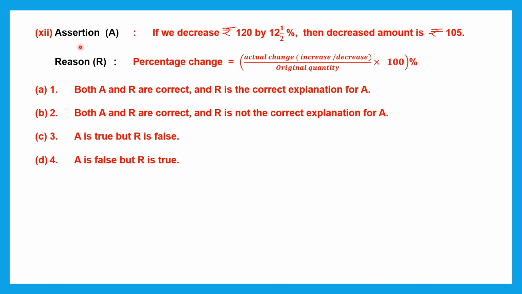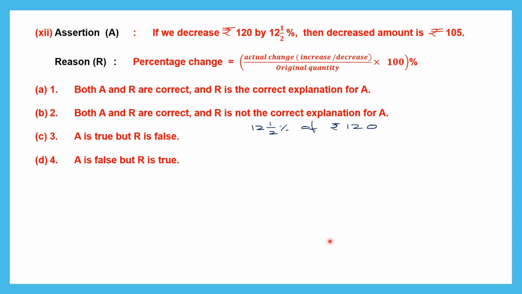Question 12. Assertion A states: if we decrease 120 by 12 1 by 2%, then the decreased amount is 105 rupees. So 120 rupees, decrease it by this, do we get 105 rupees? That means first we need to find 12 1 by 2 percentage of 120 rupees. So let's find that.